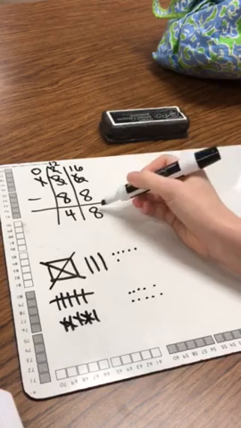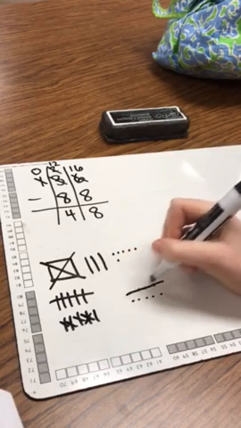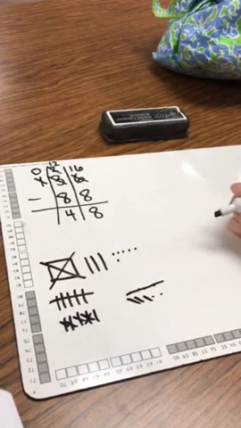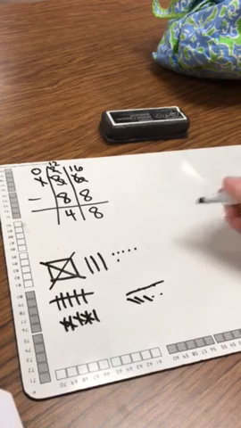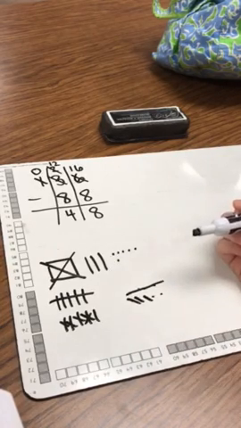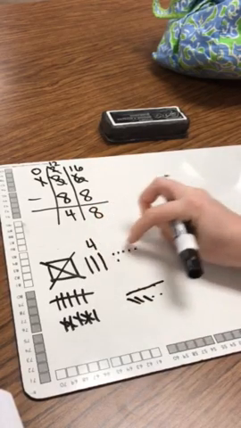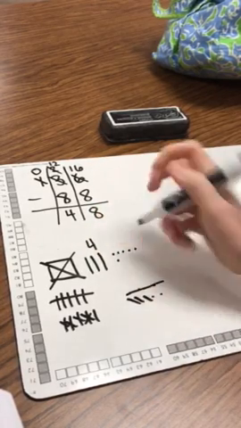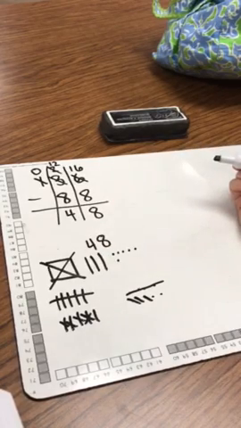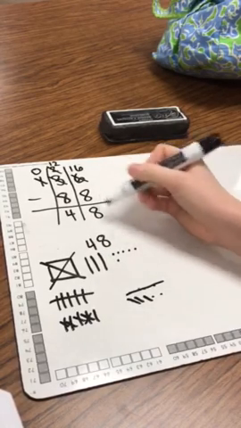Now I have enough to cross out 8 ones. 5, 6, 7, 8. So now all that's left to do is count how many tens I have and how many ones I have. 1, 2, 3, 4, 5, 6, 7, 8. So that's 48. So we got the same answer.